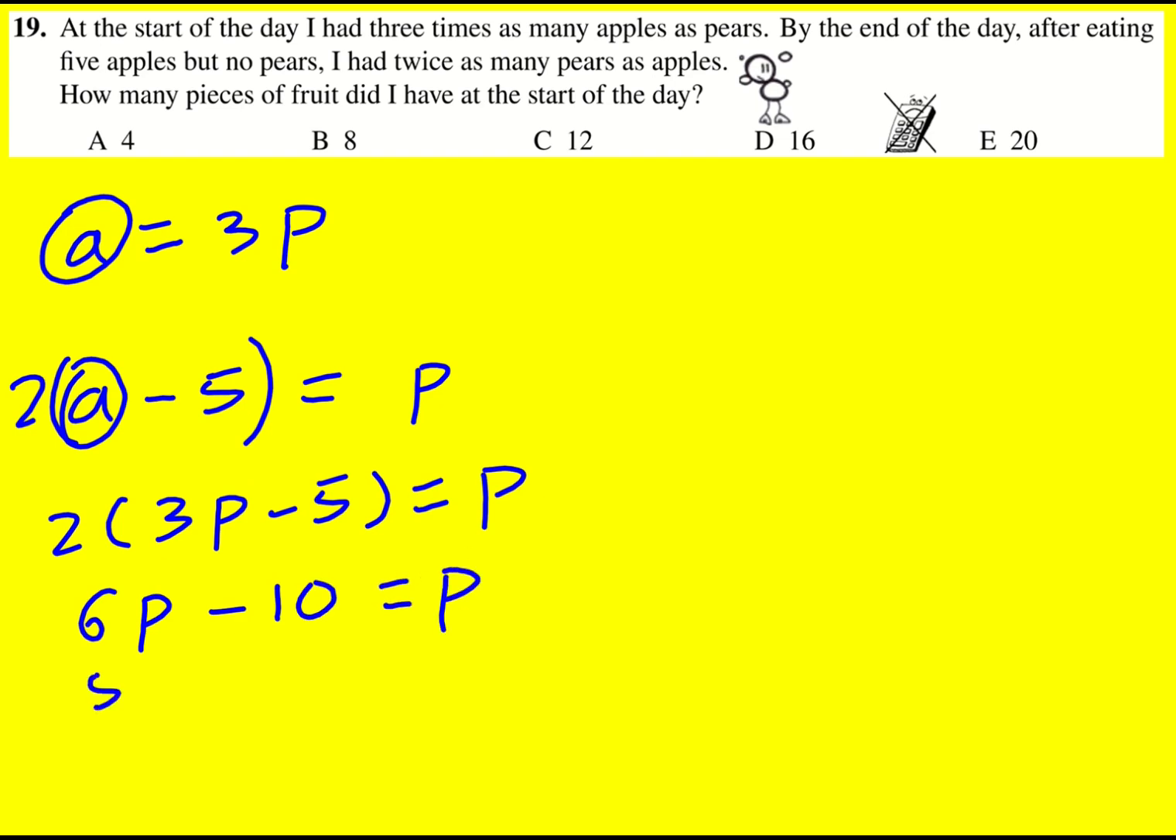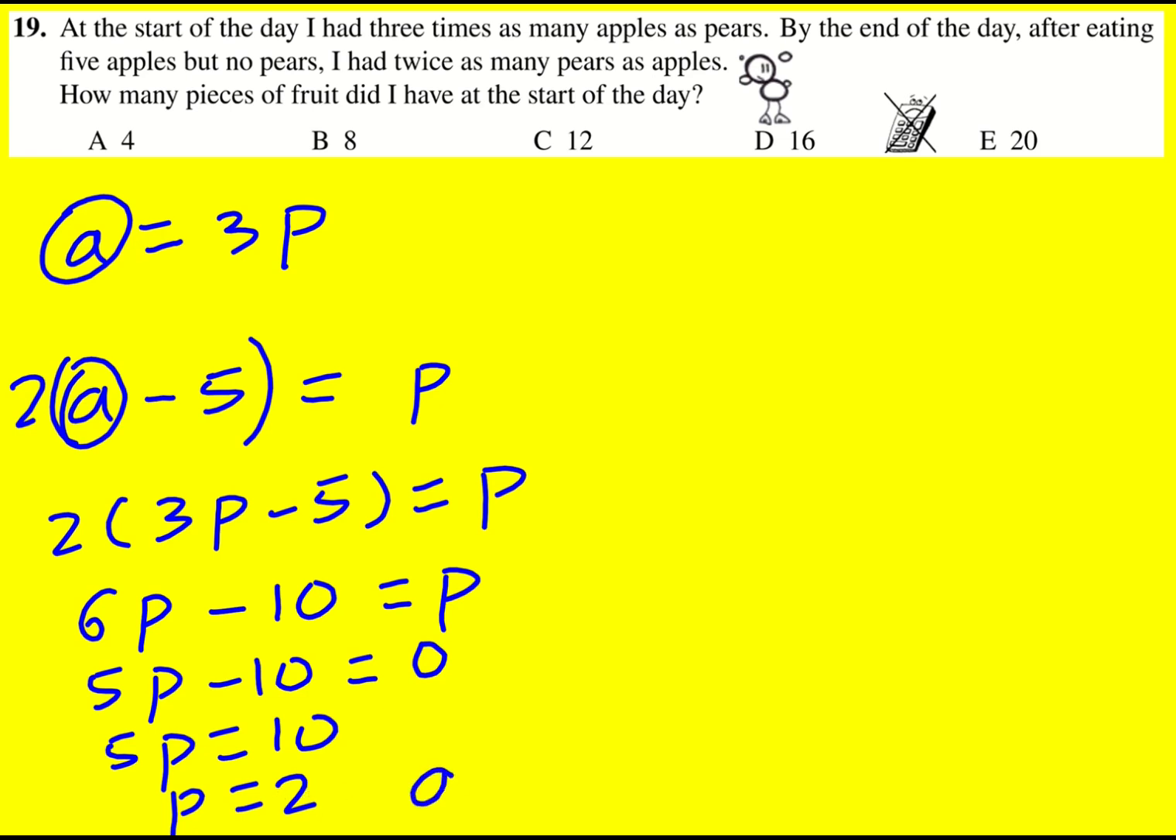That's going to mean that 5p minus 10 is equal to 0. So 5p is equal to 10 and p is equal to 2. From that, I can see, so that was at the start of the day, and then A is going to be 6. So overall, I had 8 pieces of fruit at the start of the day.